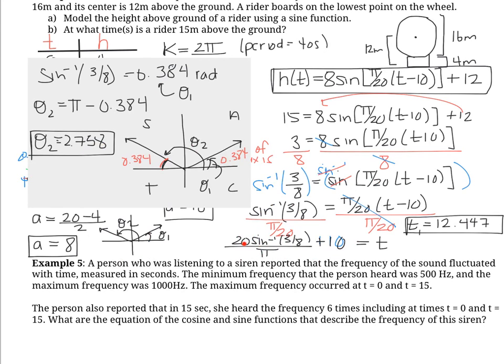So let's do it together. In our calculator, to find our T2, we're going to put 20 times, instead of sine inverse of 3 over 8, the sine inverse of 3 over 8 that we manually found. So our second theta, times 2.758, divide all of that by pi, and then add 10. And that will give us our second time, so our T2. We should get a T2 value of 27.558 seconds approximately.